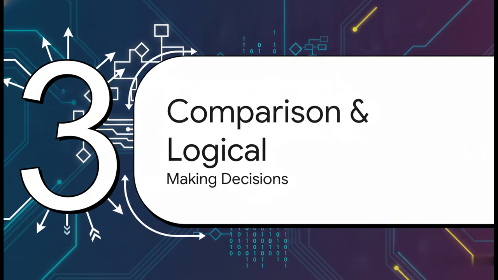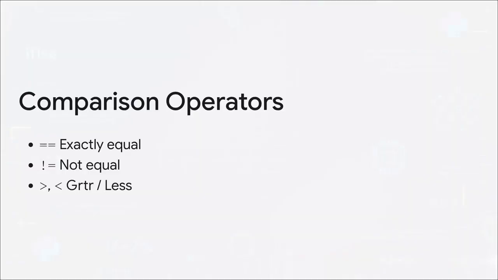Section 3, comparison and logical operators, empowering your code to make decisions. So, we use comparison operators to compare two values, and the cool thing is, they always result in a simple true or false. We have the double equal sign to check if two things are exactly the same. We have the exclamation point followed by an equal sign, which translates to not equal to. And then, of course, your standard greater than, less than, greater than or equal to, and less than or equal to. Imagine you're writing a program to check if a student passed an exam. You just use the greater than or equal to operator to check if their score is 50 or above. It's absolutely the core of automated decision-making.